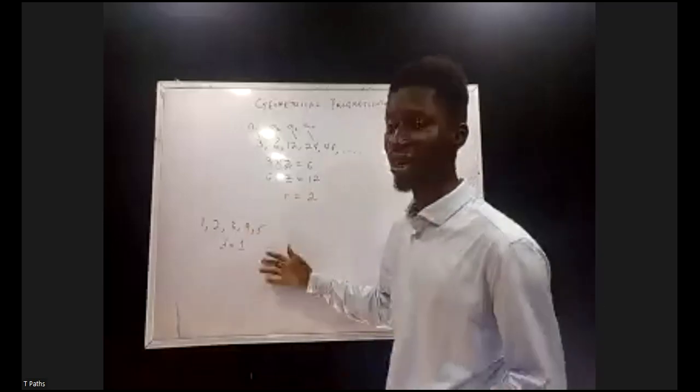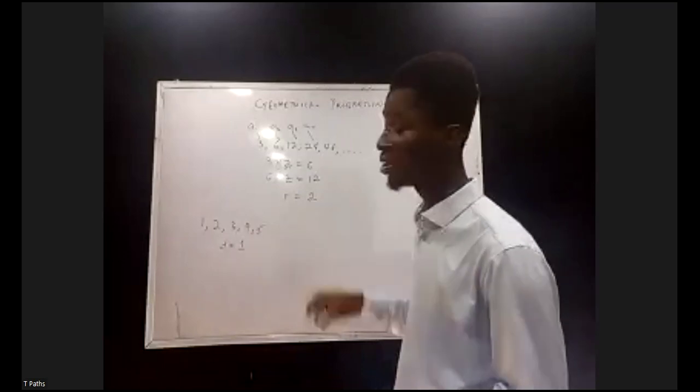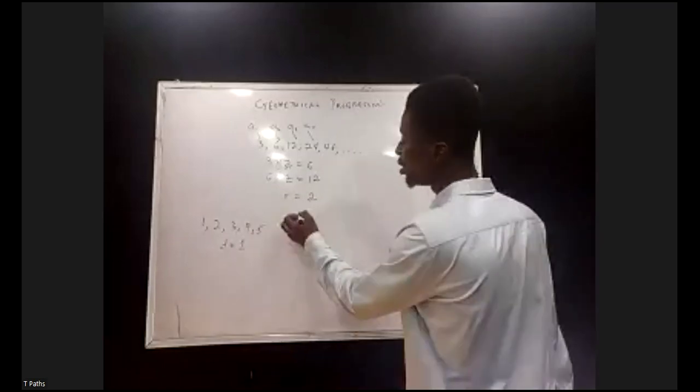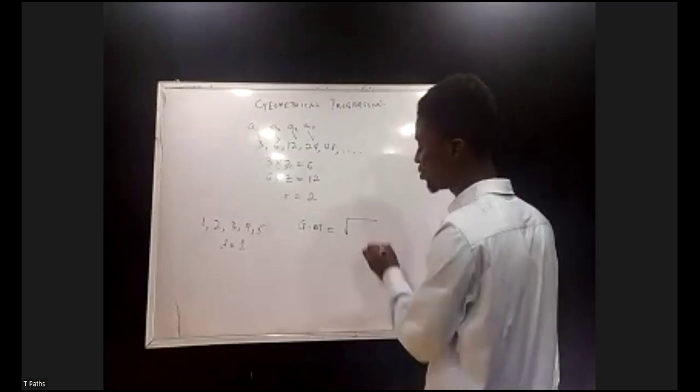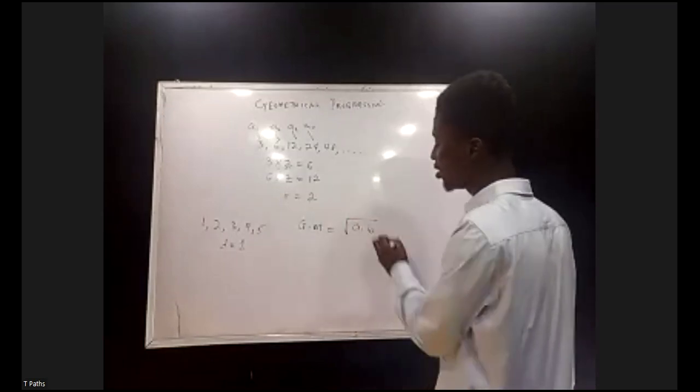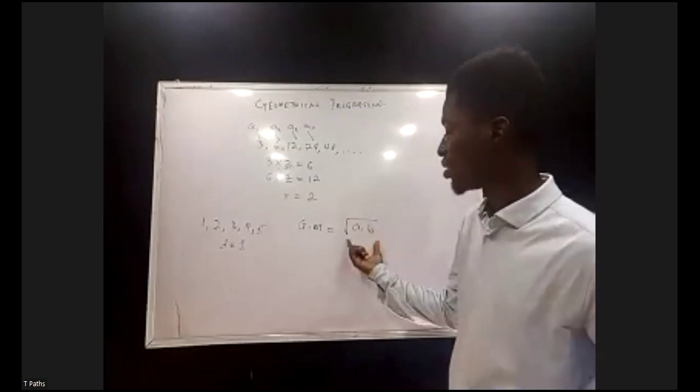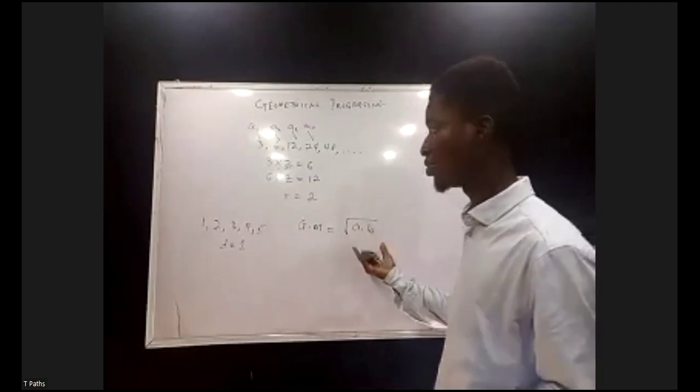We have arithmetic mean and we have geometric mean. Now look at this, the formula for the geometric mean is the square root of A times B. What is the meaning of square root of A times B?